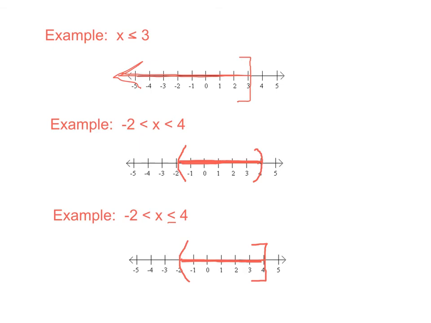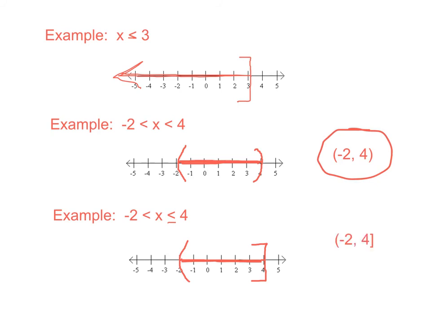One other thing I'd like to expand on with these last two examples is I've shown you how to graph these on the number line. Now I want to show you how to write it in interval notation. Looking at the example where I had minus 2 is less than x is less than 4, I would simply write it as parentheses minus 2 comma 4 parentheses. So it would look like this.